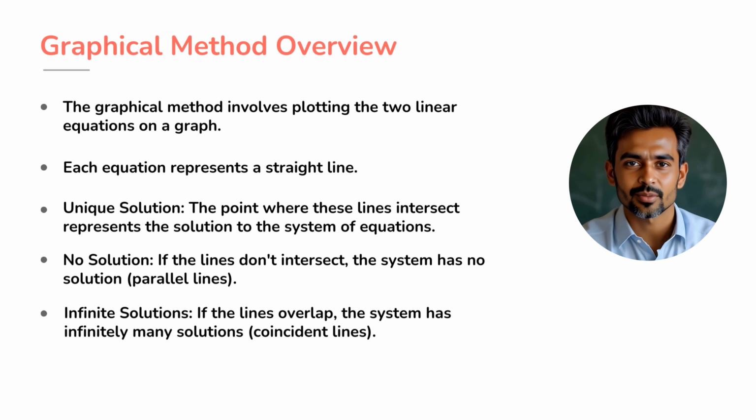Now, there are three possible scenarios here. The lines can intersect at exactly one point. This means the system of equations has a unique solution. The lines might not intersect at all. This happens when the lines are parallel. When this occurs, we say the system has no solution. The lines could coincide, meaning they overlap completely. This situation gives us infinitely many solutions.